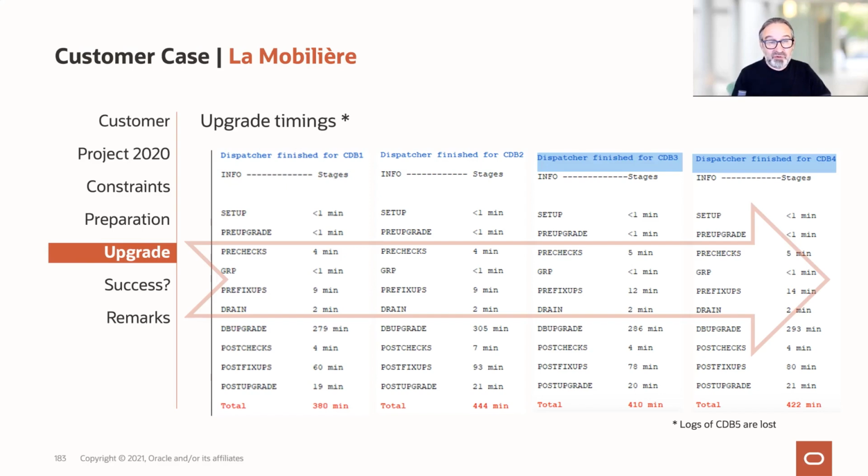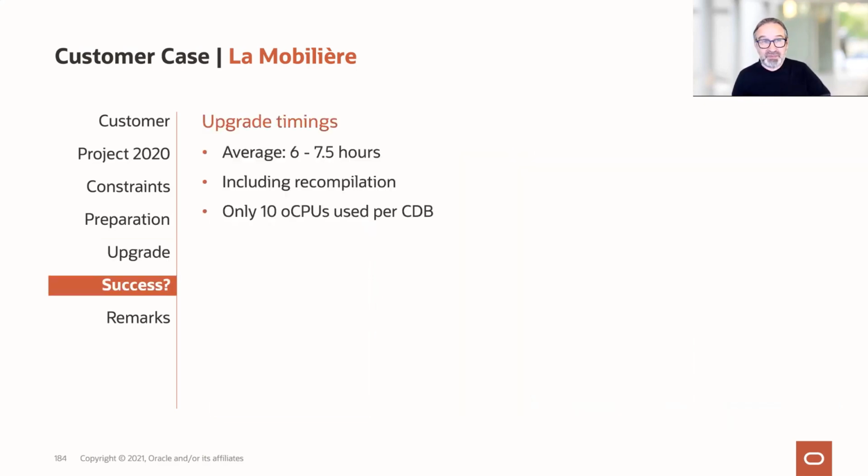The biggest part, of course, underneath the second arrow line, is the DB upgrade with 279 minutes or 305 minutes. And then also the post-fixups, which include the recompilation. That takes also a little bit, but we were CPU limited here. So they were successful between 6 and 7.5 hours, including recompilation, and only 10 OCPUs were used per CDB. So this is pretty cool.